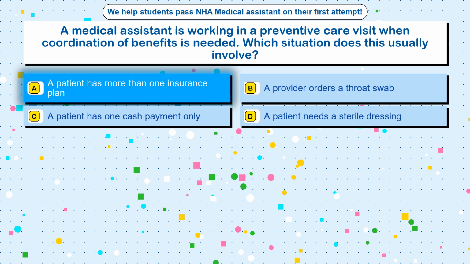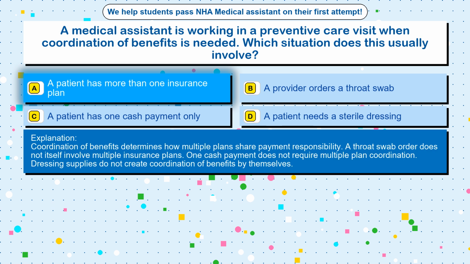A patient has more than one insurance plan. Coordination of benefits determines how multiple plans share payment responsibility. A throat swab order does not itself involve multiple insurance plans. One cash payment does not require multiple plan coordination. Dressing supplies do not create coordination of benefits by themselves.